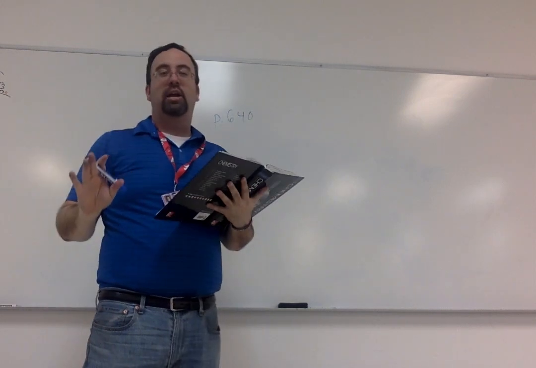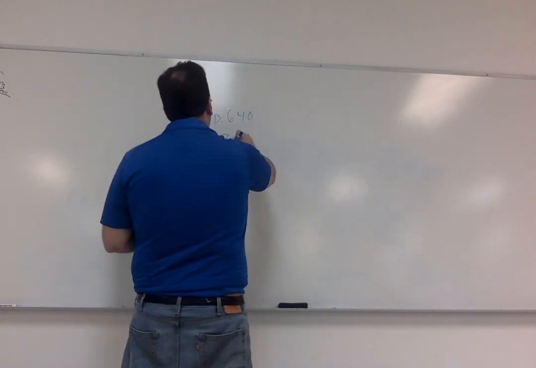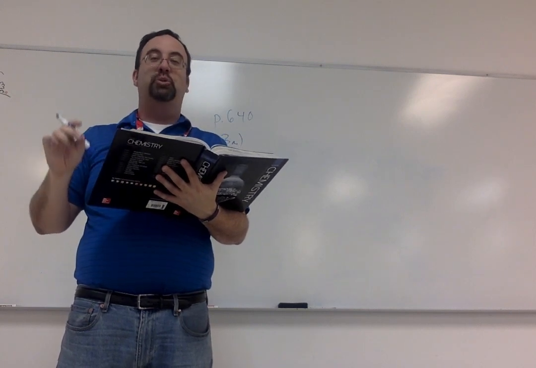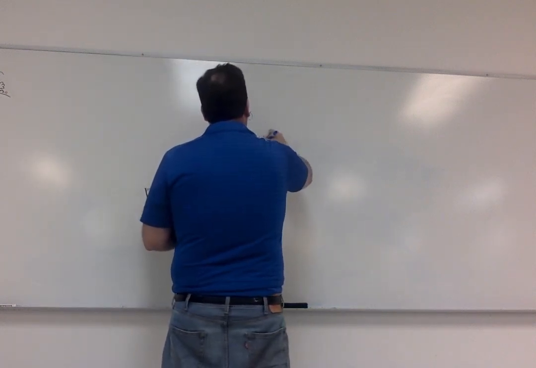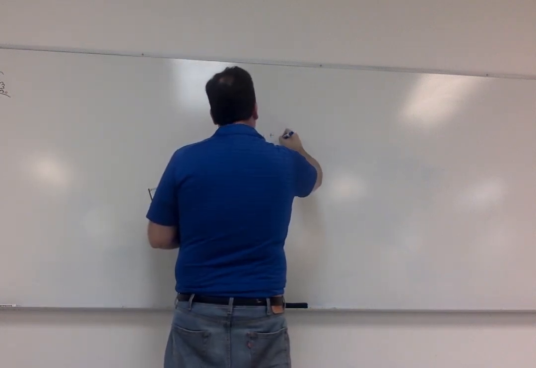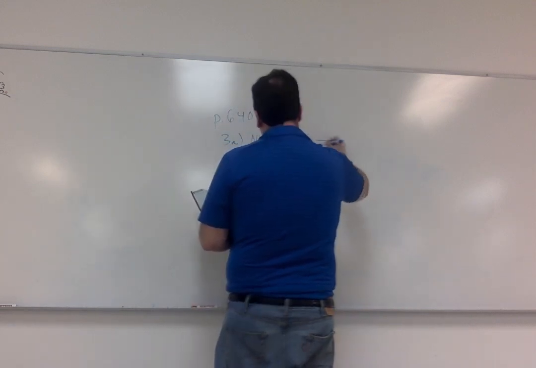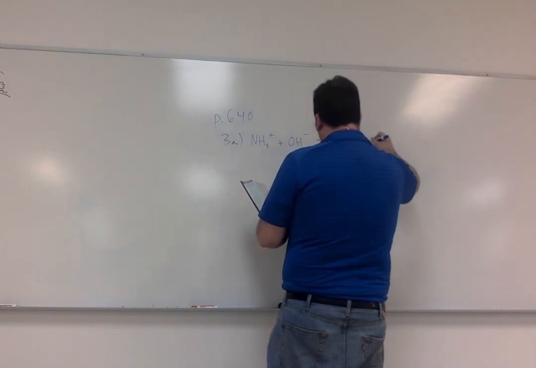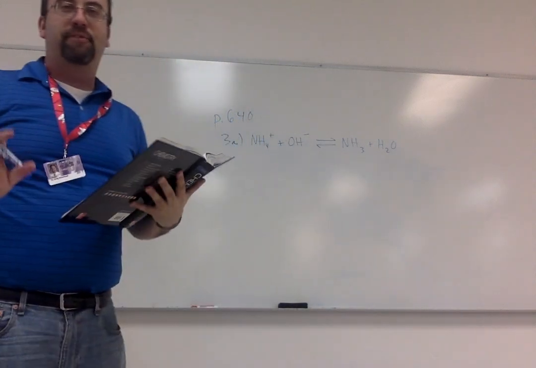And part 3, number 3 has 3 parts. So I'm going to go ahead and we'll do 3 part A first. For all of these questions, they want us to identify the conjugate acid-base pairs in each reaction. And so our first reaction is NH4+ plus OH- goes to equilibrium NH3 plus H2O.